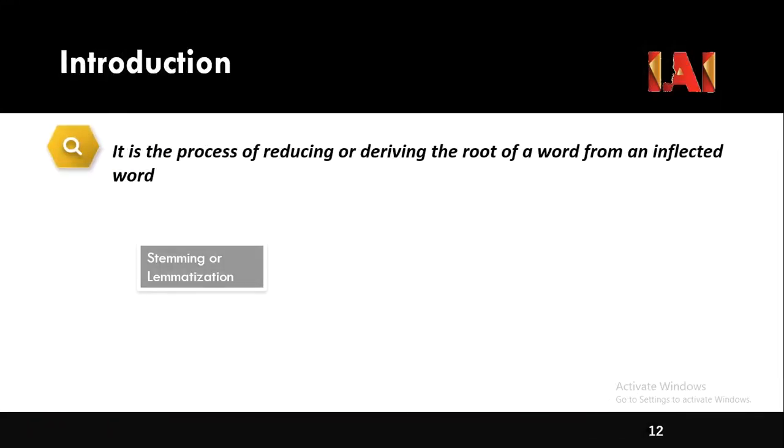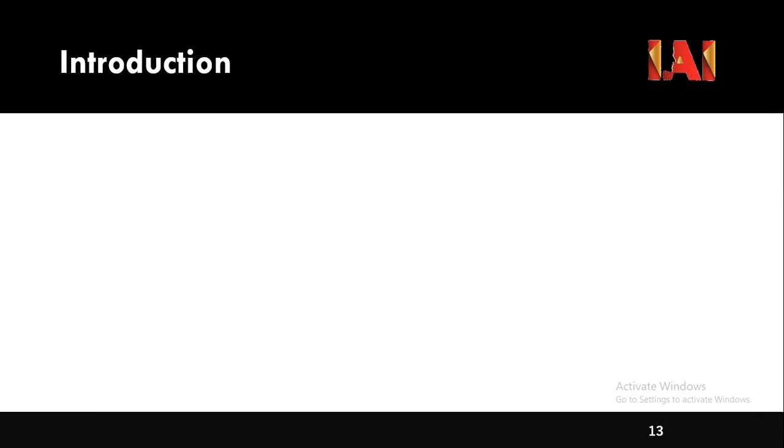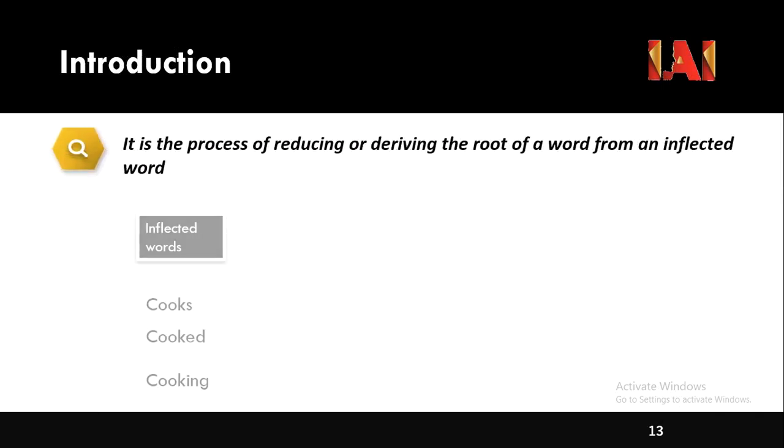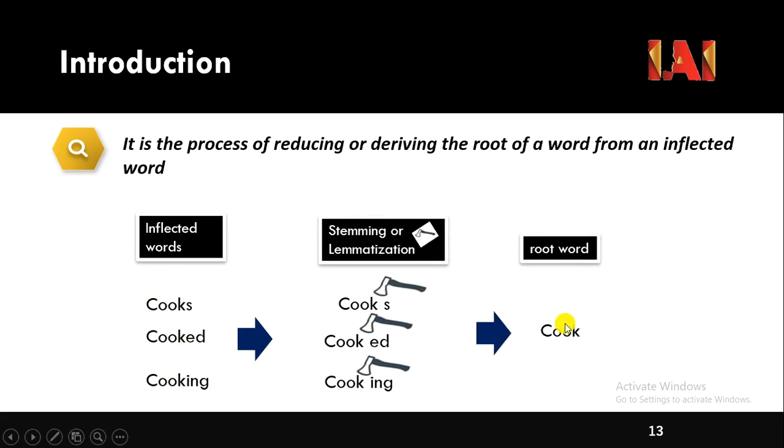In simple terms, stemming and lemmatization are used to convert inflected words to the root word. Inflected words are the different forms of the same word. Let us look at this example. These are called inflected words. Using stemming and lemmatization, we convert these inflected words into the root word. In this case, the root word is cook.